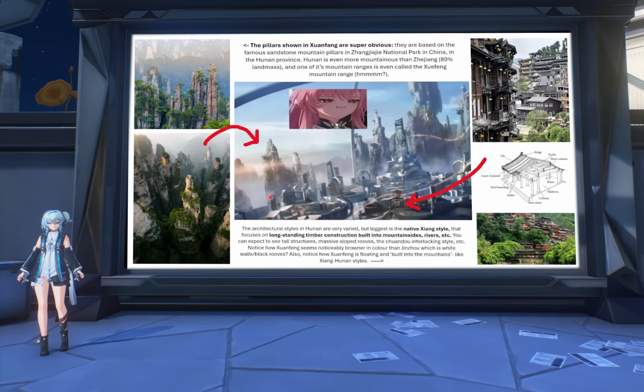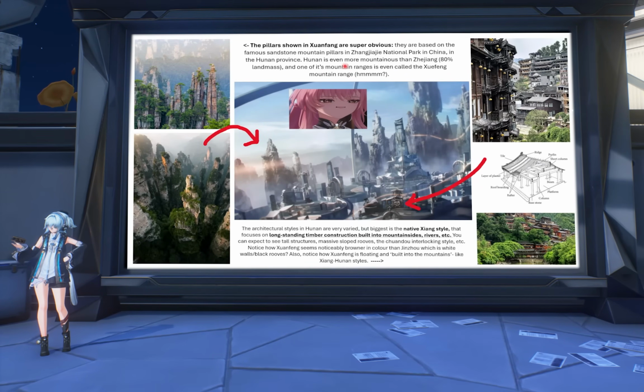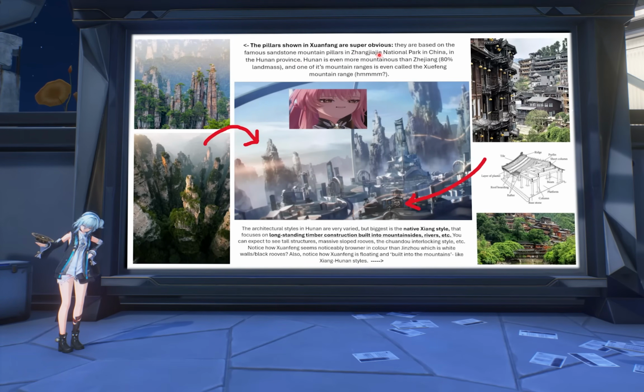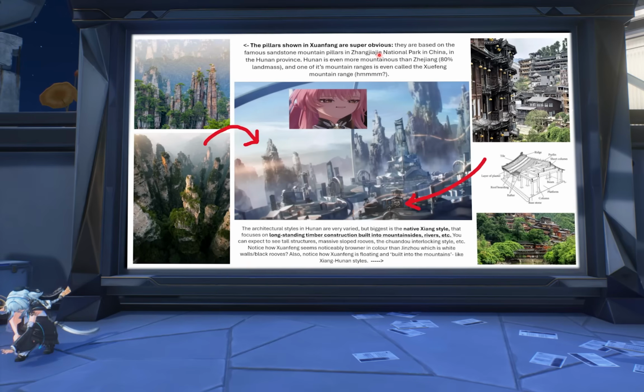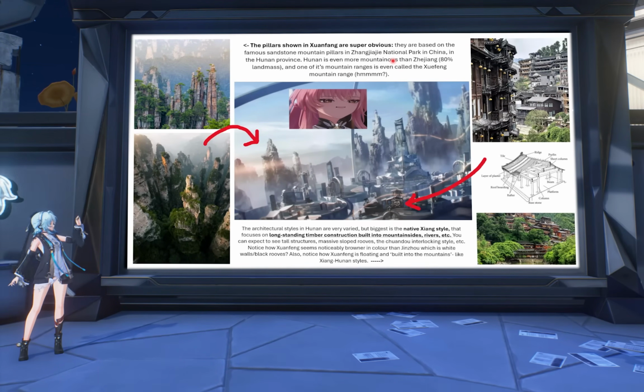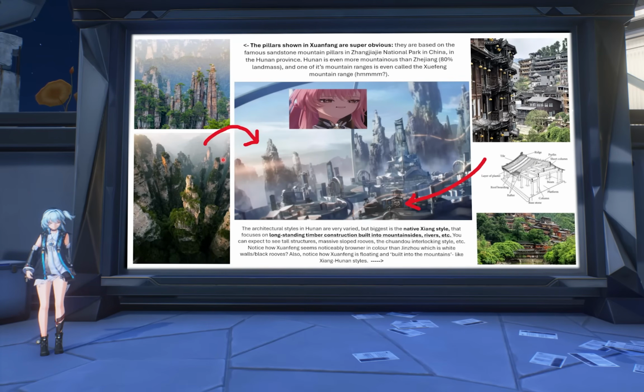The very first, most obvious thing that stands out to me is these mountain pillars, right? And these mountain pillars are actually very unique. If you're Chinese, you would know what these are almost instantly, because these are the sandstone mountain pillars in Zhangjiajie. I can't say it. Zhangjiajie. Yeah, okay, that's how you say it.